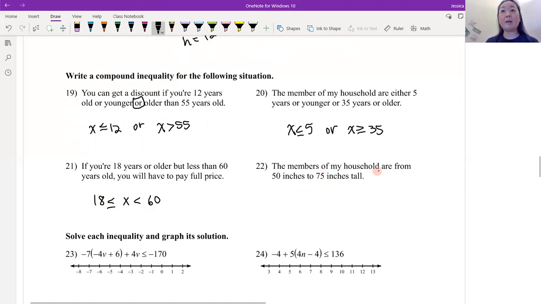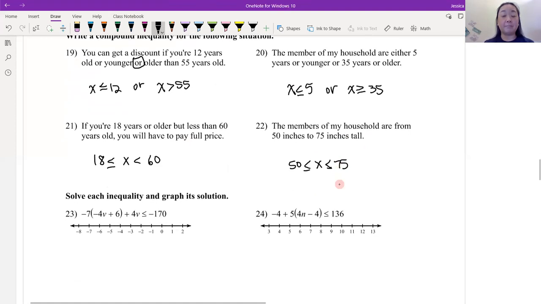And here, the members of my household are from 50 inches to 75 inches tall. So 50 is less than or equal to x, which is less than or equal to 75. Here we assume that they are those inches, because it says from. If you said more than 50 inches, then it wouldn't be equal to 50. But here it says from 50 inches. Who knew you needed so much English and math, right?